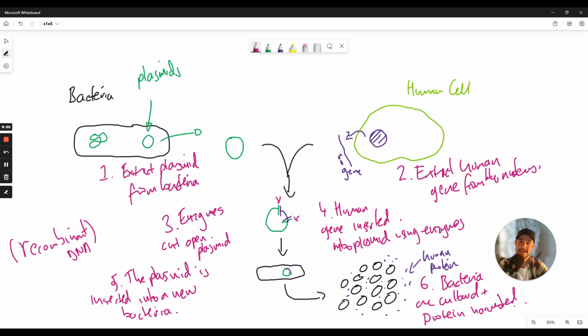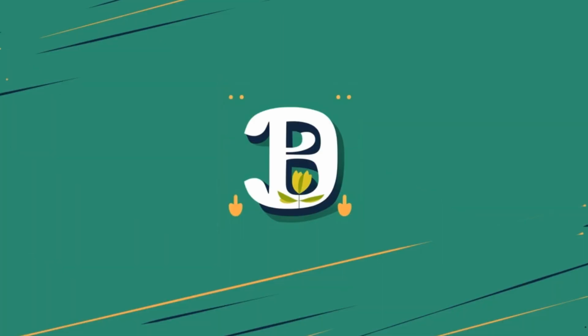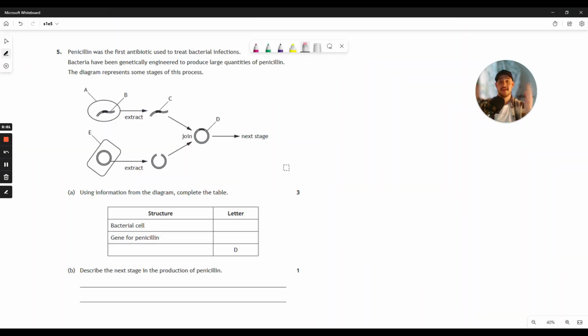Okay, so now that we've had a look at the process, it's time to put all this together and have a go at a question. So it's question time now for this episode, and today's question comes from the 2022 paper 2 for the National 5 biology exam here in Scotland, and it's question 5. Now, give this a read.